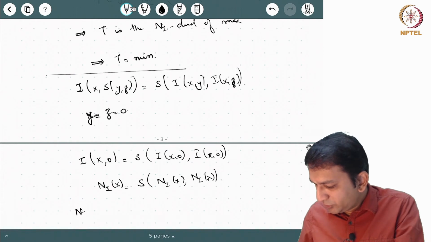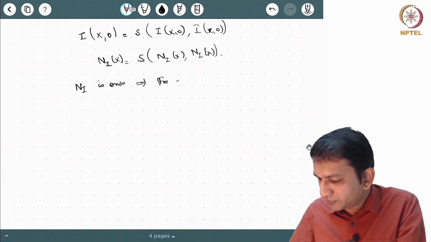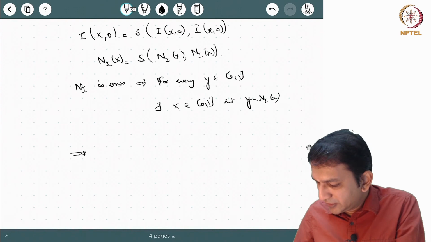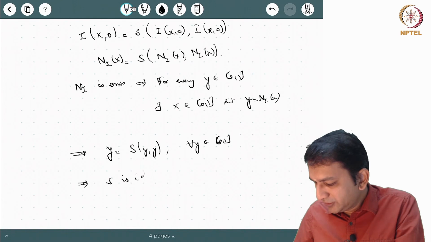Since Ni is onto, this implies for every y in 0 1, there exists an x in 0 1 such that y is equal to Ni of x. So now this implies y is equal to s of y comma y for every y in 0 1. This implies s is idempotent, implies s is equal to max.